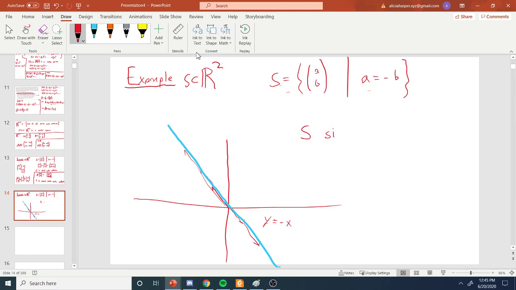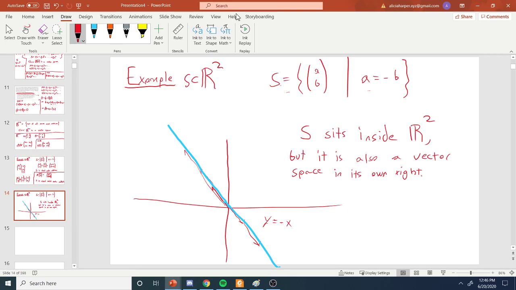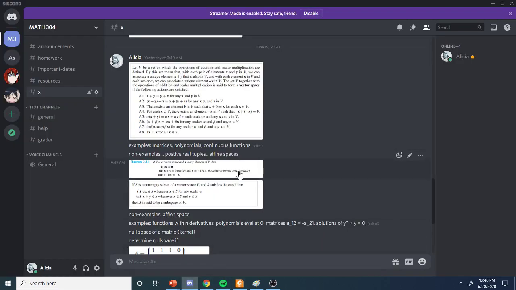So S sits inside R2, but it is also a vector space in its own right. So we're going to formalize this notion with the concept of a subspace.